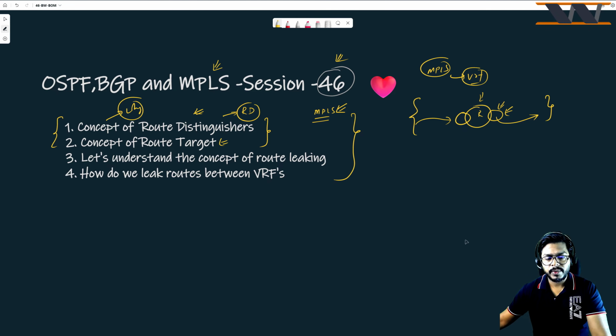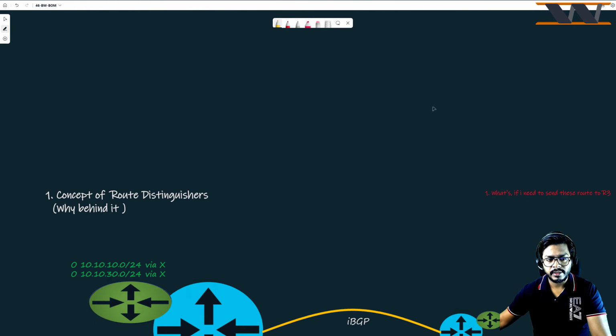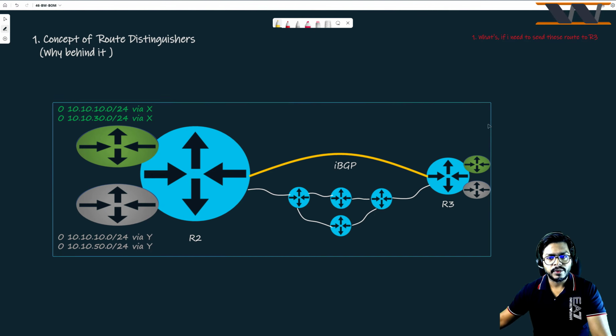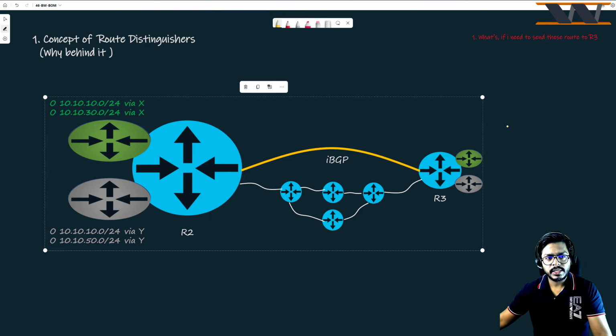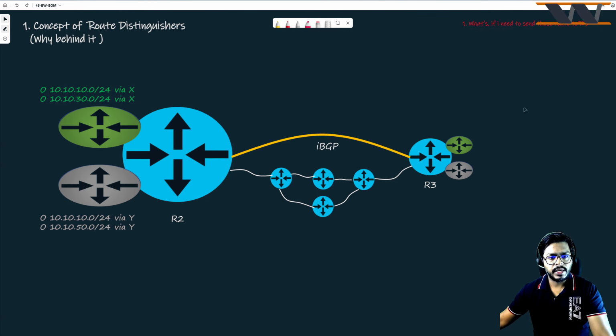That, let's talk about the first concept, which is route distinguishers and the why behind it. Okay, so here you go. The topology is actually very simple here. If you see, we have one router which is R2, and this router has two virtual routers, or VRFs. We have VRF A here and we have VRF C here.